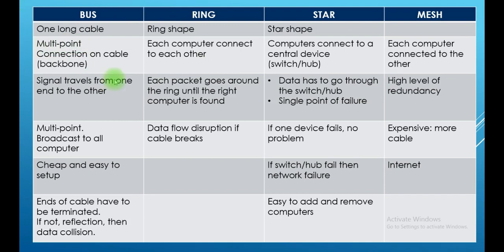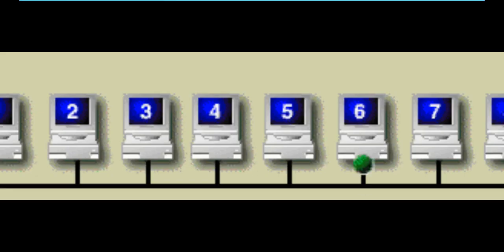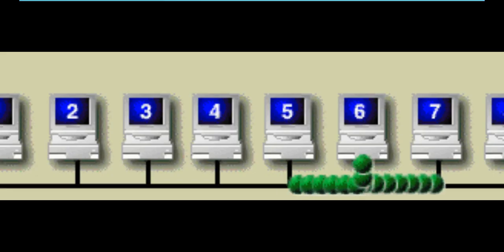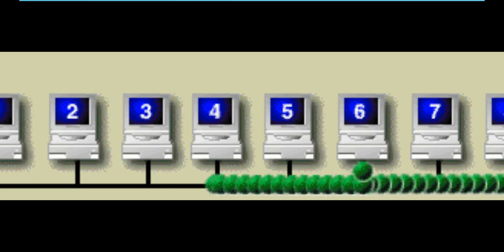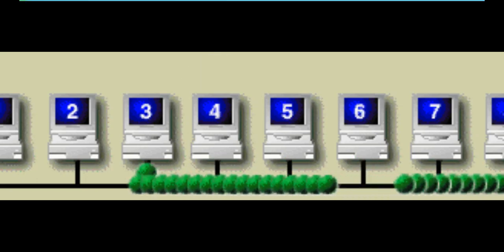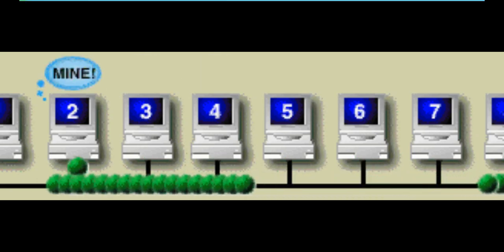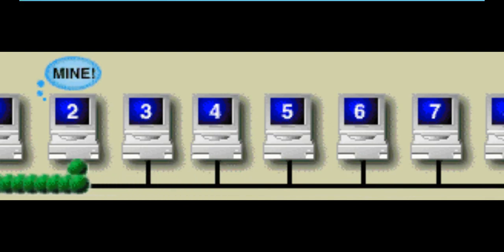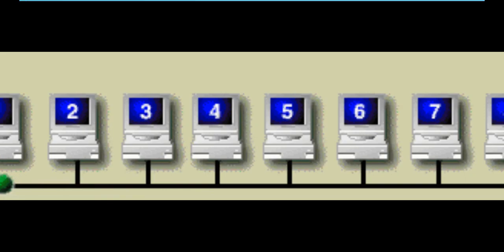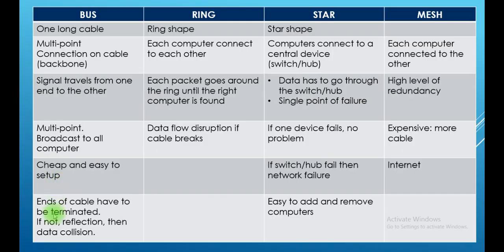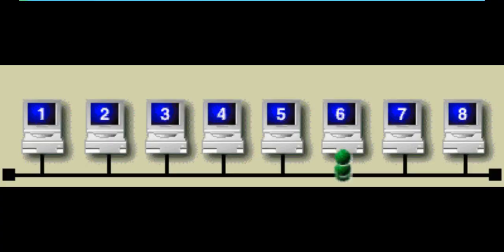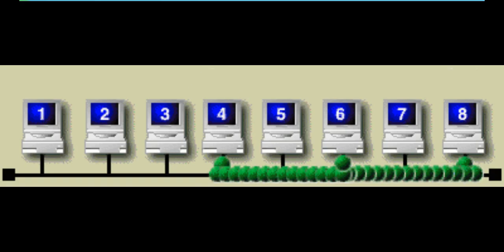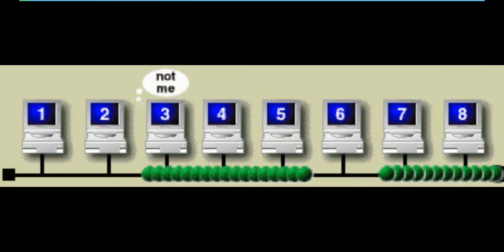The signals travel from one end to the other, and it broadcasts to all the computers that are connected on that main cable. This topology, the bus topology, is relatively cheap and easy to set up, and a significant thing about it is that there has to be terminators at the end of the cable, and that is to prevent data collision from taking place.